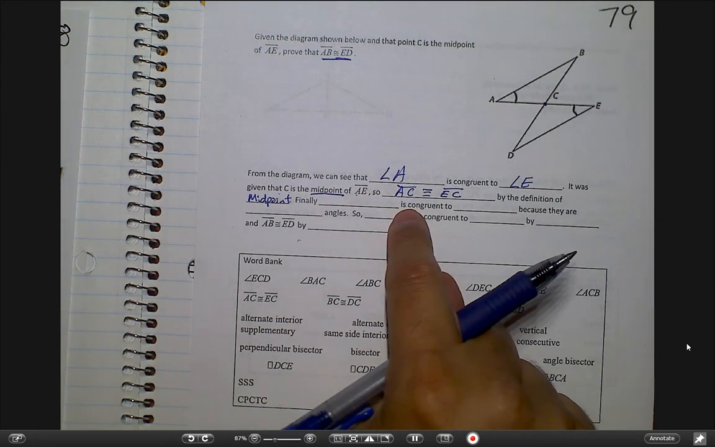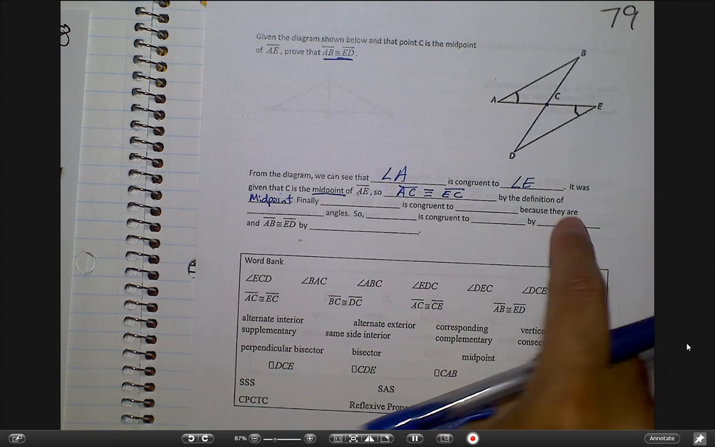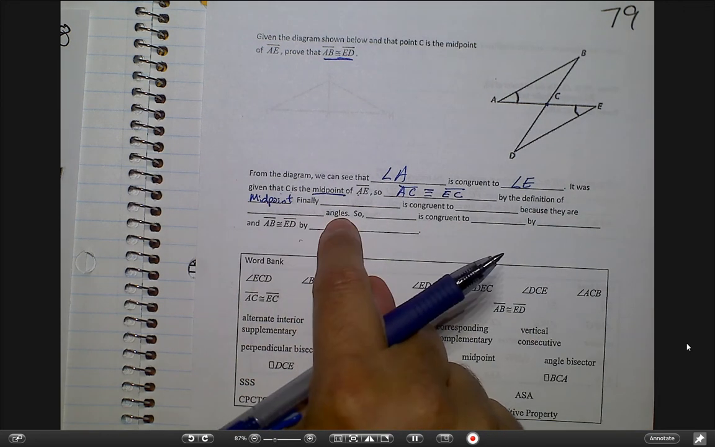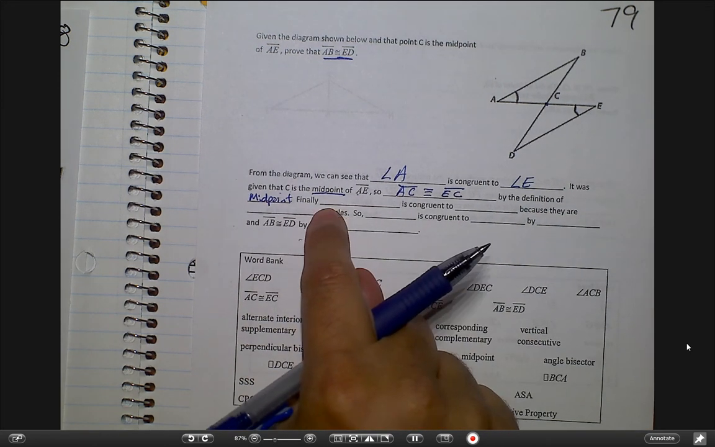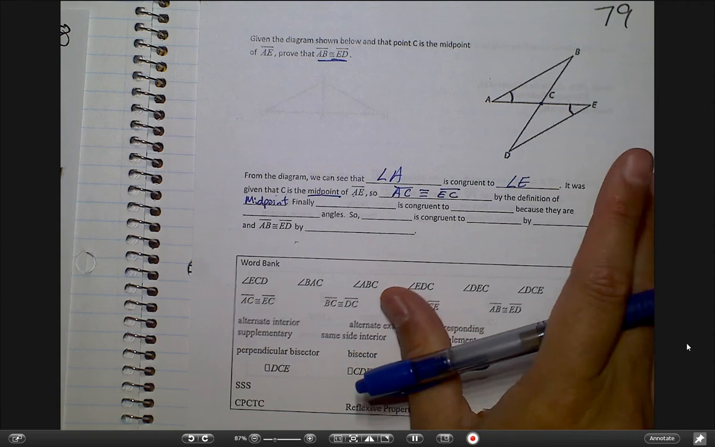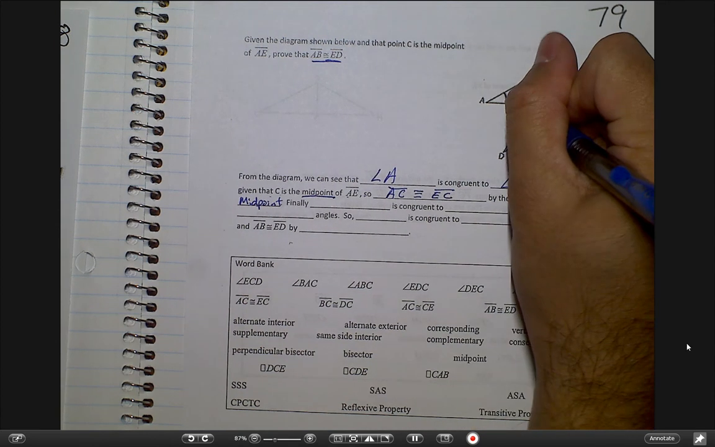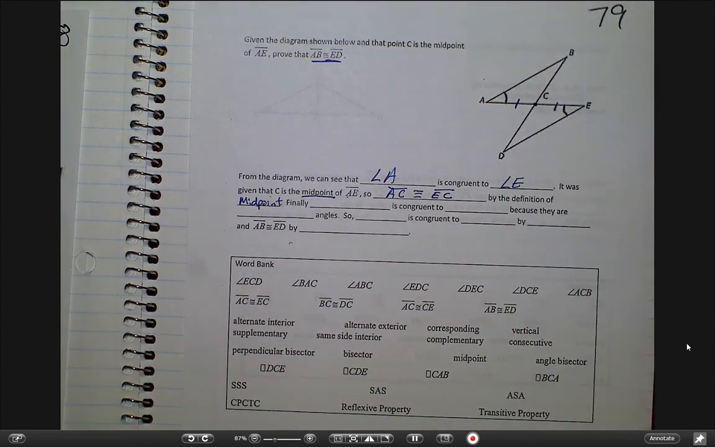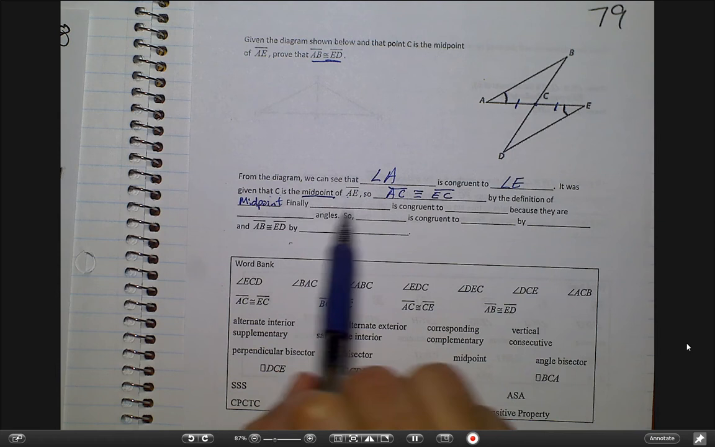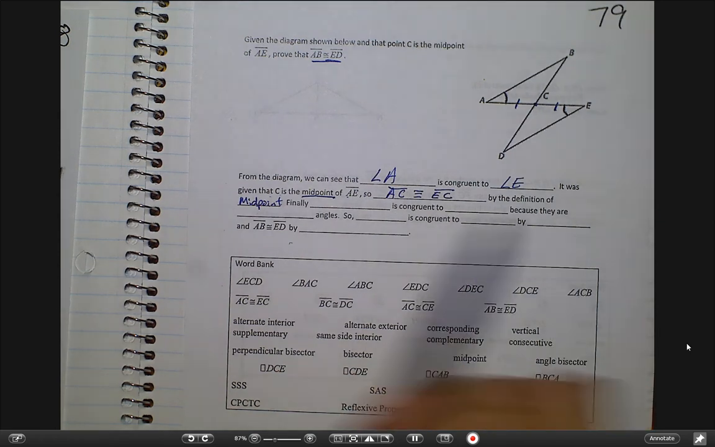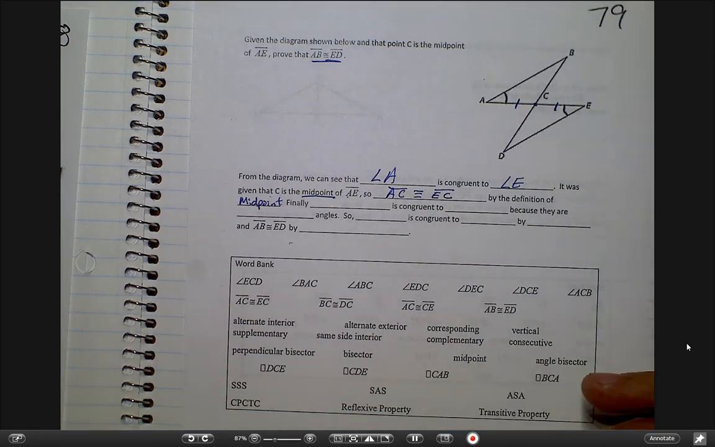Finally, blank is congruent to blank because they are blank angles. Okay? From my shape, look carefully. Oh wait, let me mark this before I go too far. Okay, so from here, blank is congruent to blank because they are blank angles. Okay, something angles. This goes by my checklist. What do I need from that checklist? Has to do with the shapes.